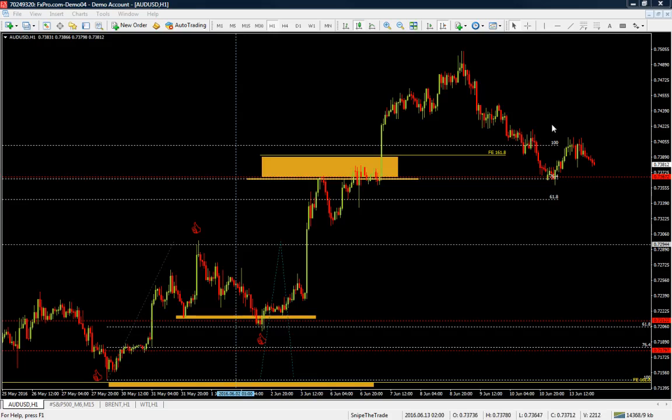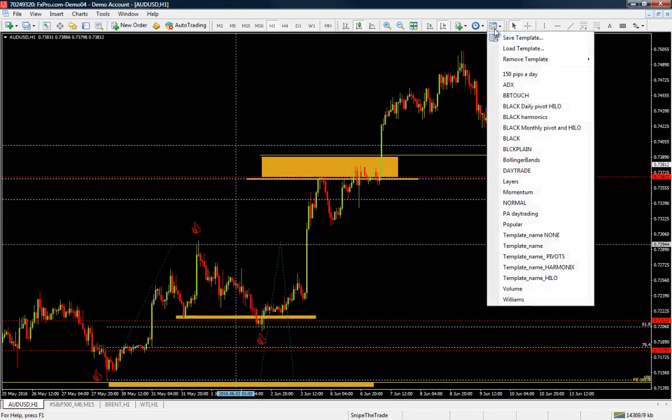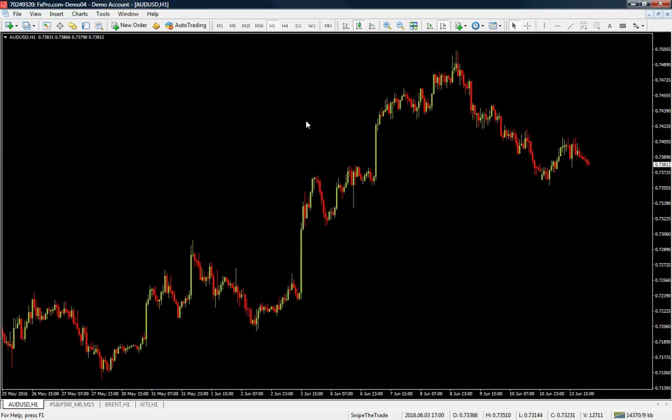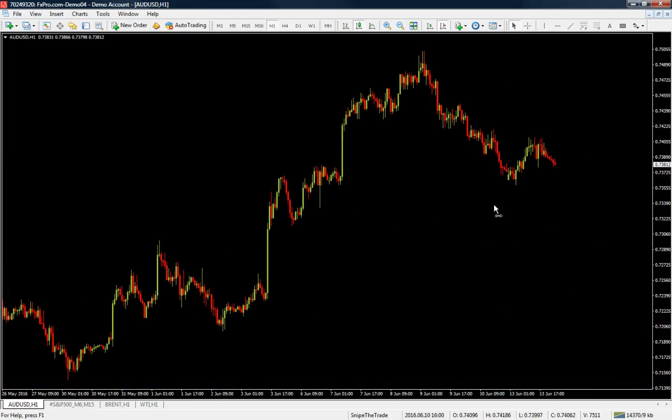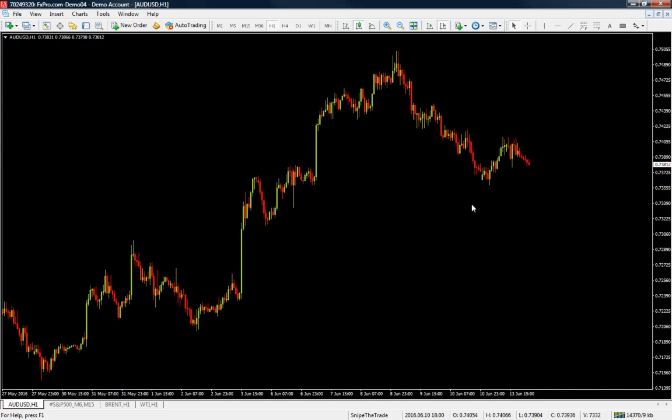Now this is the same hourly Aussie US dollar chart, so I'm going to go ahead and delete everything we've done so far. Now, what I'm going to do here is try to find confluence around this level. We already know that this level was tested as resistance, and now it's being tested as support. So this could be a great opportunity to go long on an already bullish market.